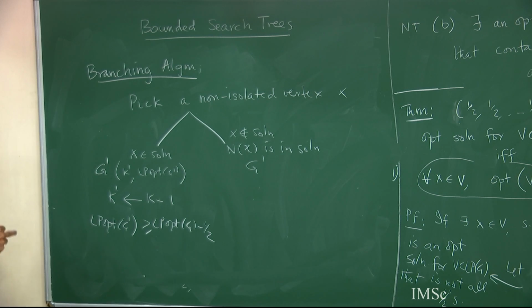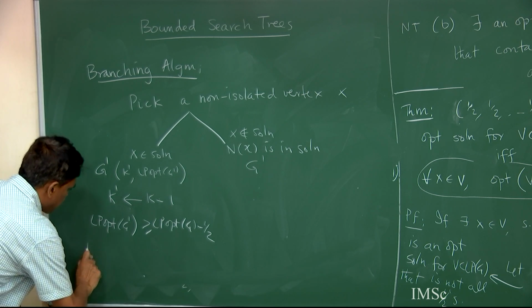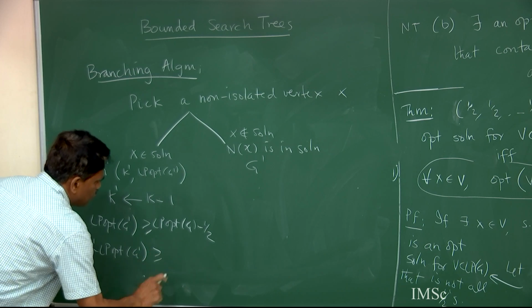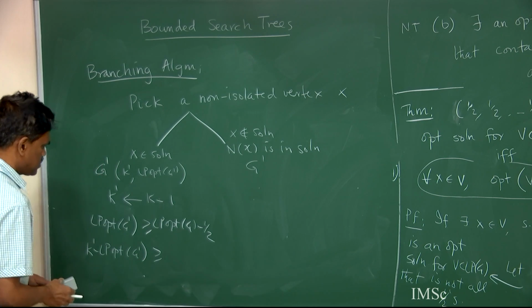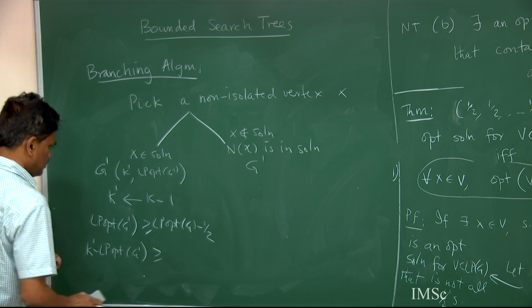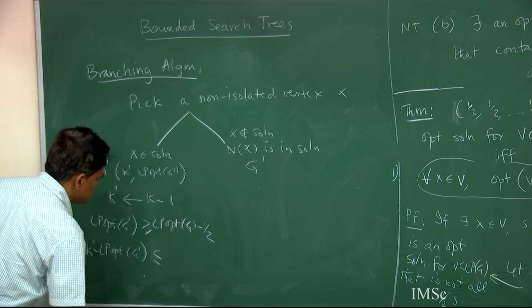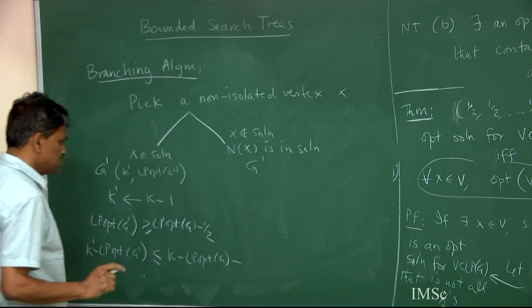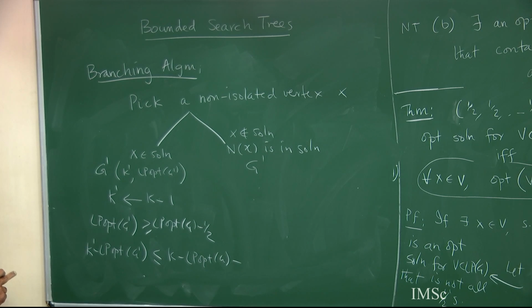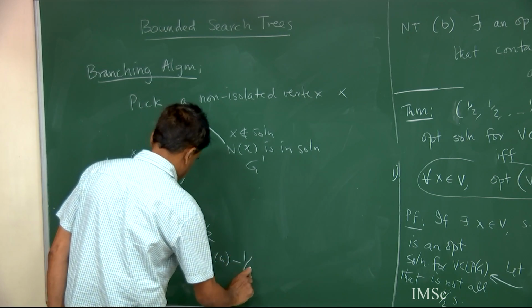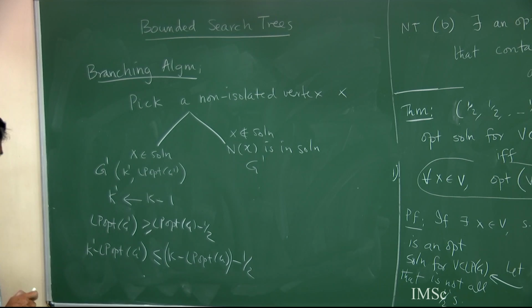Okay. So, now what is the difference? So, K prime minus LP opt of G prime is greater than or equal to, sorry, it is less than or equal to, because it is minus K minus LP opt minus, so it is minus 1 plus half, so it is minus half. Agreed?